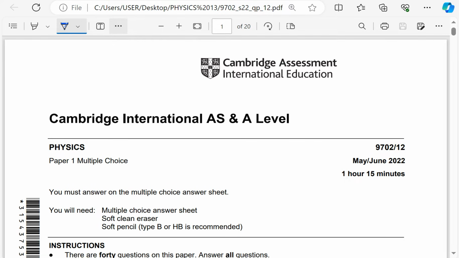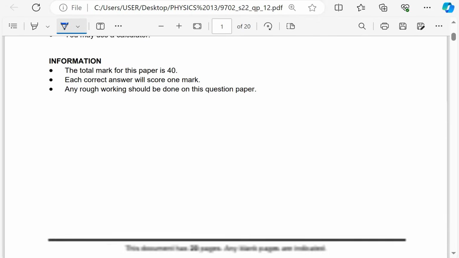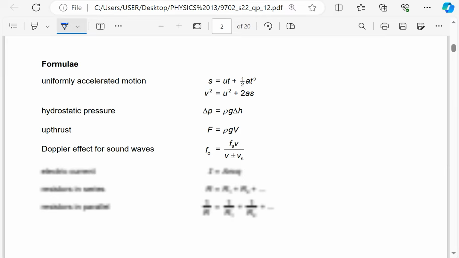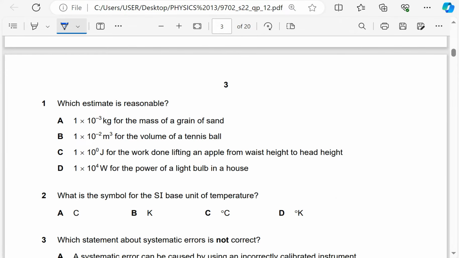So this is the question paper. You can go through the instructions. Always make it a point to ensure that all the questions are answered in multiple choice questions. It doesn't make any sense for you to leave any question unanswered in paper 1 or in multiple choice. So let's go to the questions. You can read through the instructions.